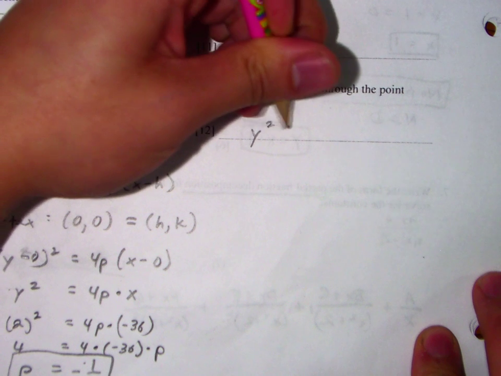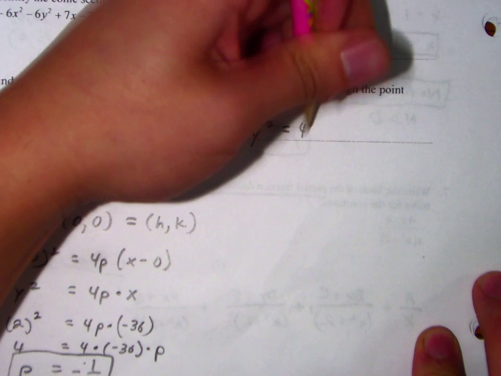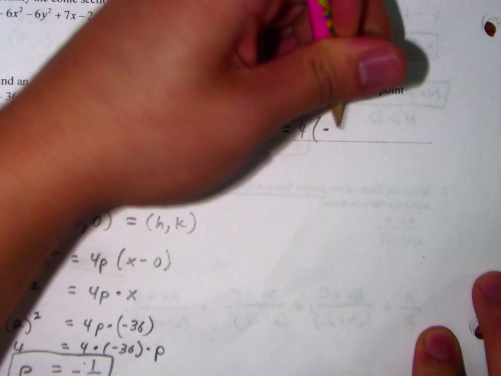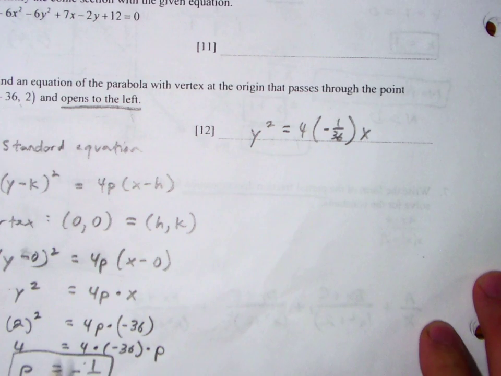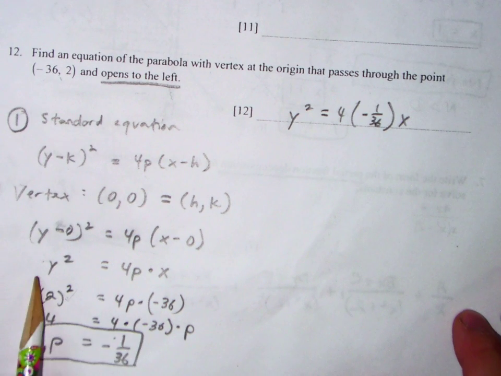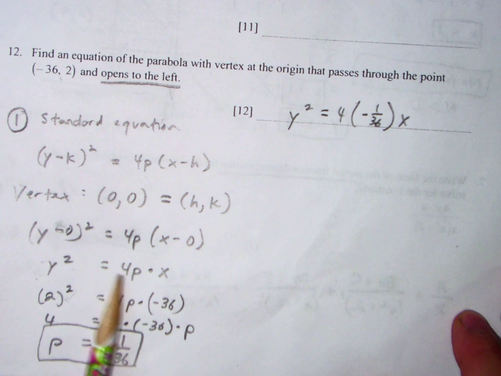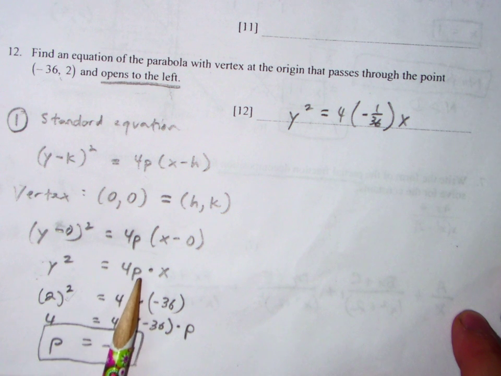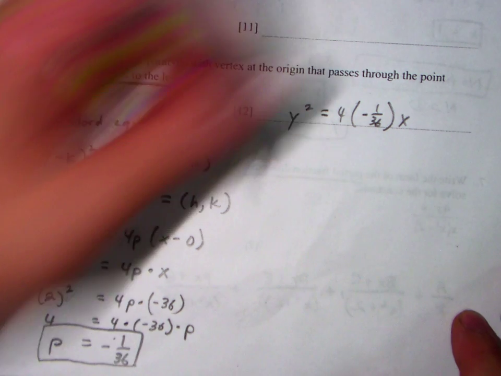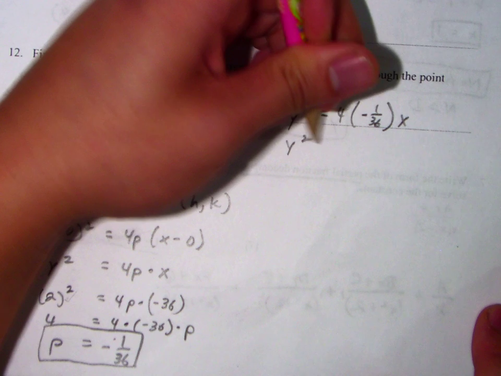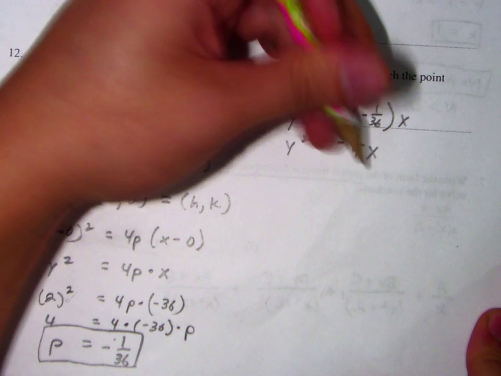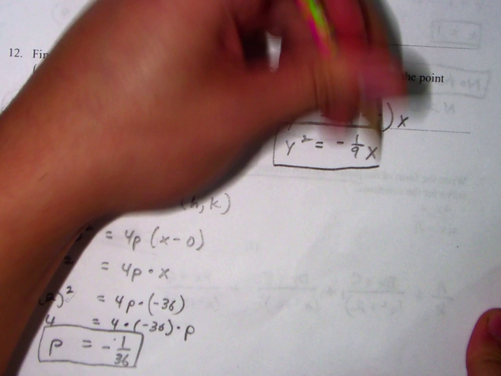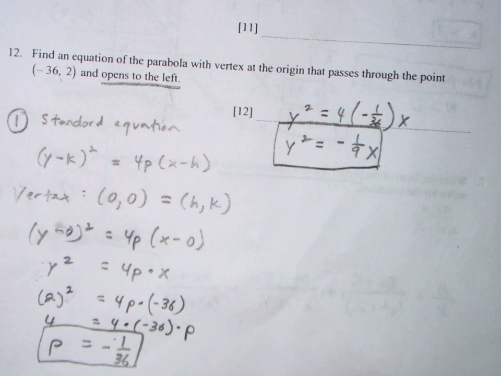y^2 = 4 times -1/36 times x. Again, I'm just using this equation right here, y^2 = 4 times -1/36 times x. I can simplify that a little bit. That is our equation.